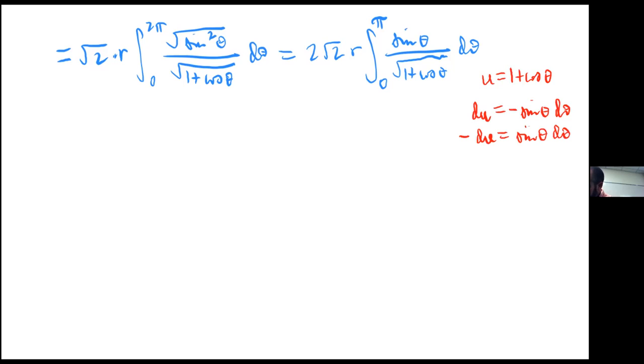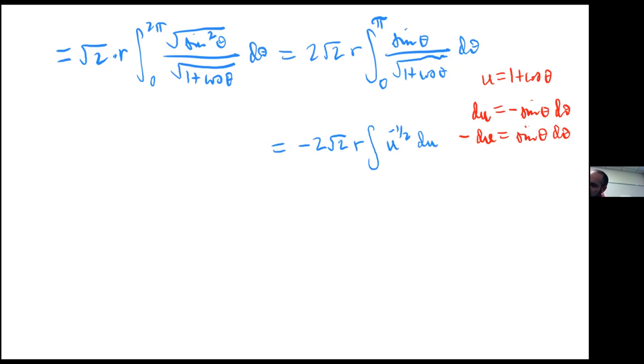Okay, so let's rewrite this thing now. So this is going to be equal to, let me put a minus sign out here, minus 2 square root of 2 r, because it's minus du. The integral, I'm not going to touch the limits of integration because I might change those. And minus du is equal to sine theta d theta, right? I just have to make sure I take into account du. And then what's the rest of it? It's 1 over the square root of u, which is basically u to the minus 1/2.